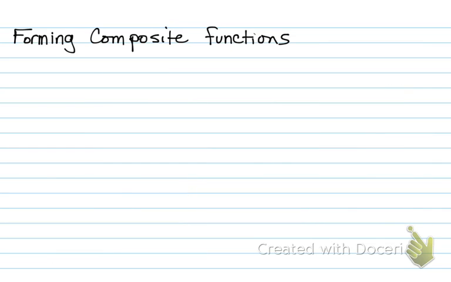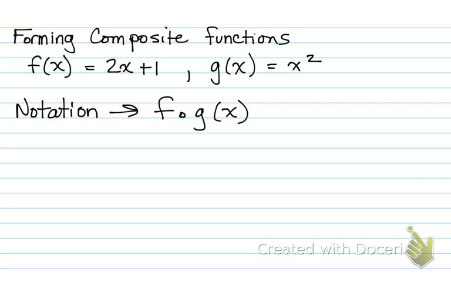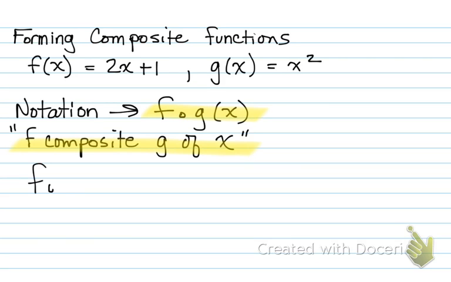The real brief review of domain of our basic functions was done in order to go over some of these composite functions that we're about to look at. So you're going to be given two functions. Here, f is a linear function, and g of x is going to be a quadratic. Okay, the notation for a composite function is this symbol here, f composite g of x. Notice the little open circle. That's not to be confused with the multiplication symbol.